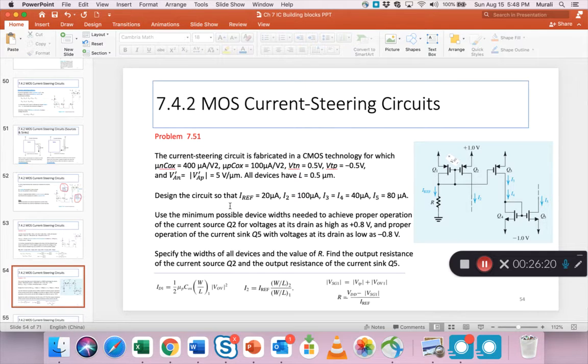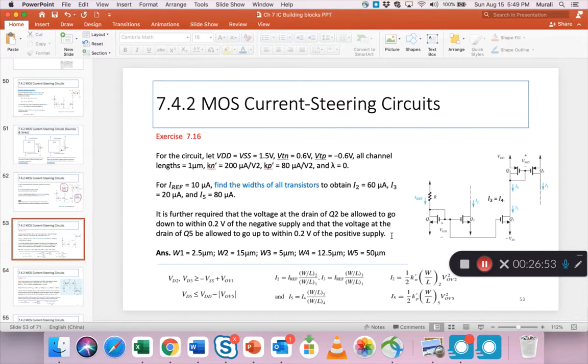So design the circuit so that I reference is 20, I2 is 100, I3 equals I4 is 40, I5 is 80. All devices have equal length, 0.5. Use the minimum possible device width needed to achieve proper operation of the current source Q2 for voltages at its drain as high as 0.8 and sink Q5 as low as 0.8.